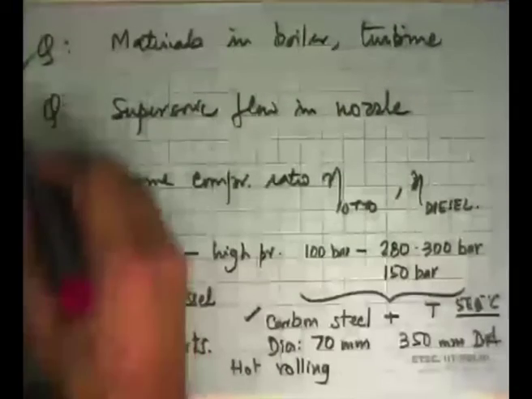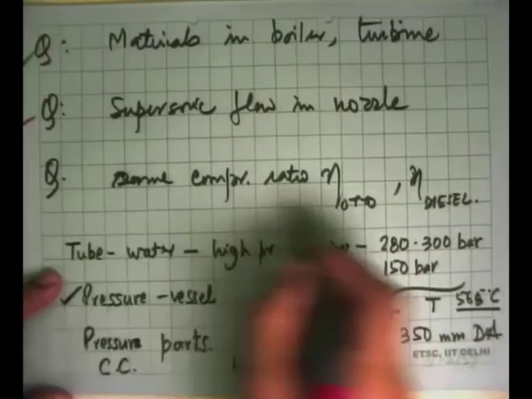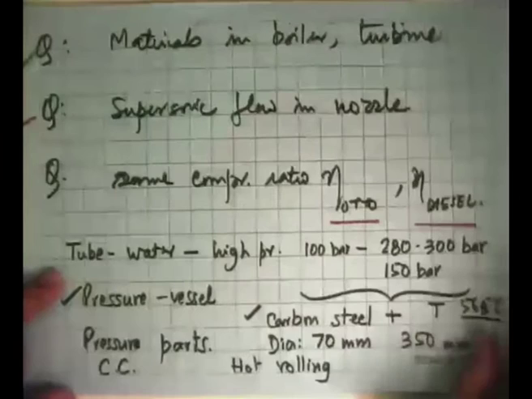The third question was about the compression ratio of an Otto cycle and a diesel cycle. Okay, so let's take up that.